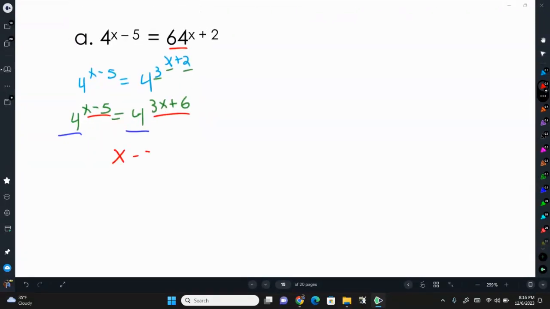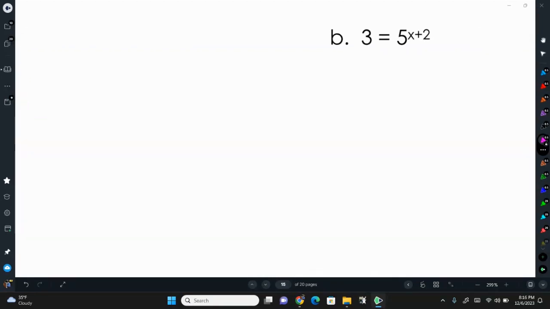So x minus 5 equals 3x plus 6. And that's just a normal linear equation. We can subtract x from both sides and subtract 6 from both sides. So by doing that, we get negative 11 equals positive 2x. Divide both sides by 2, and we get negative 11 over 2 equals x.